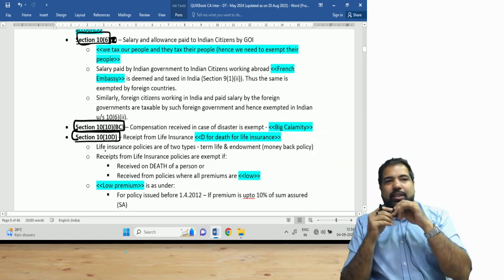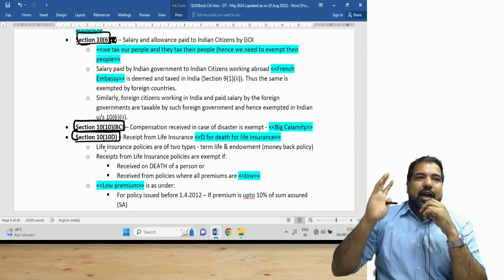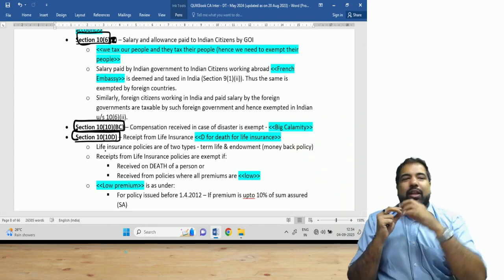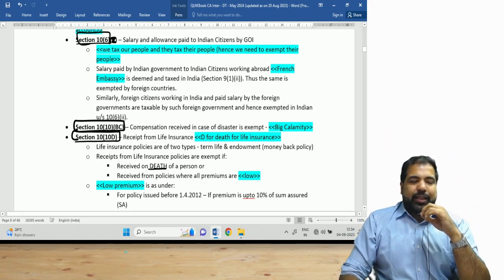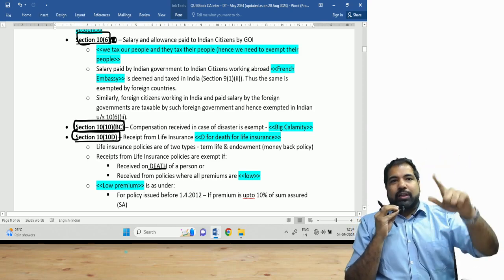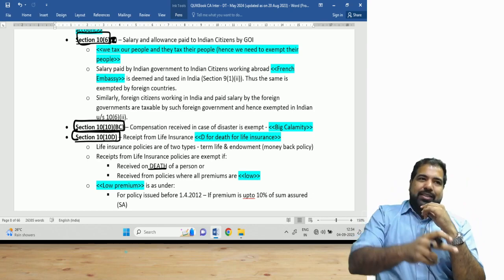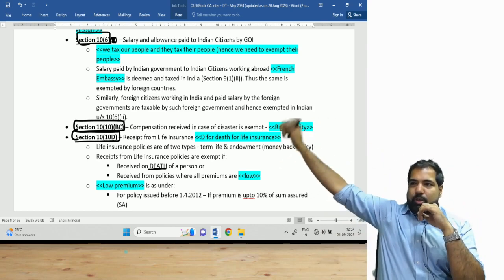D is for death. This is money received from life insurance. In case of life insurance, unfortunately, if it's death, whether low premium or high premium doesn't matter. Is it exempt? Always exempt on death. If all the premiums are low, then again exempt, and we are talking about exemption. But if any premium is high, this will come again in two other chapters when it's taxable.